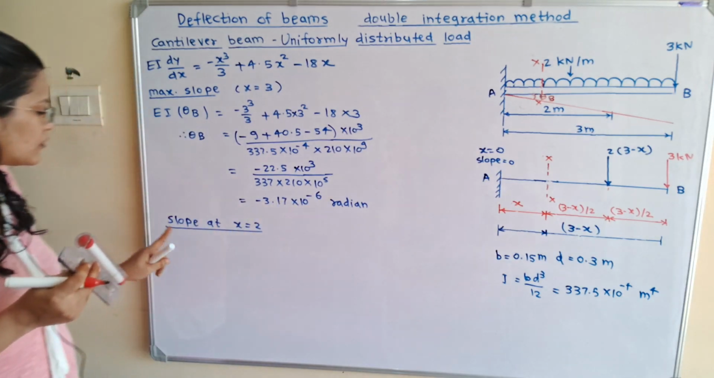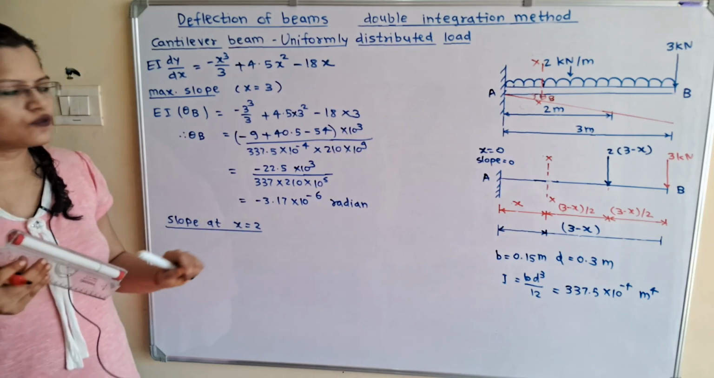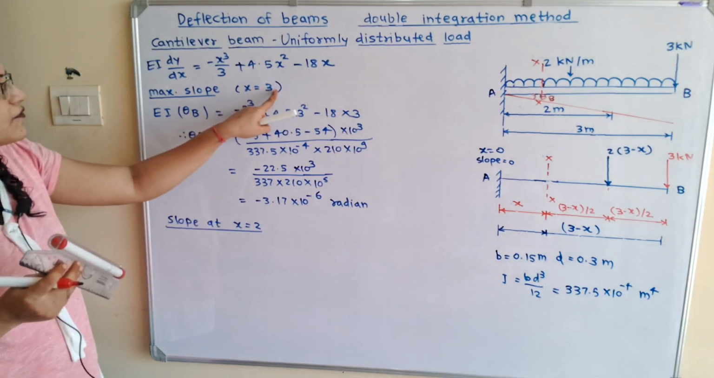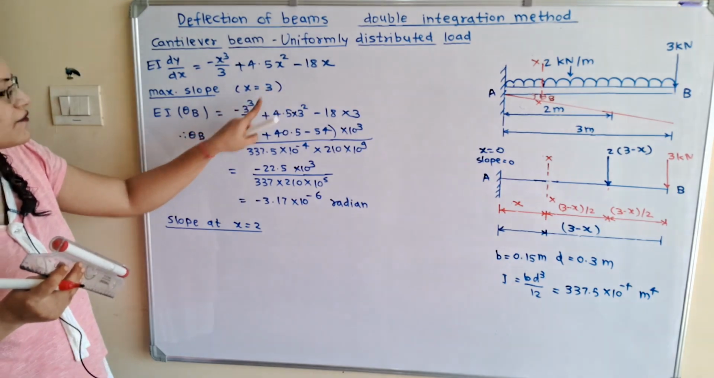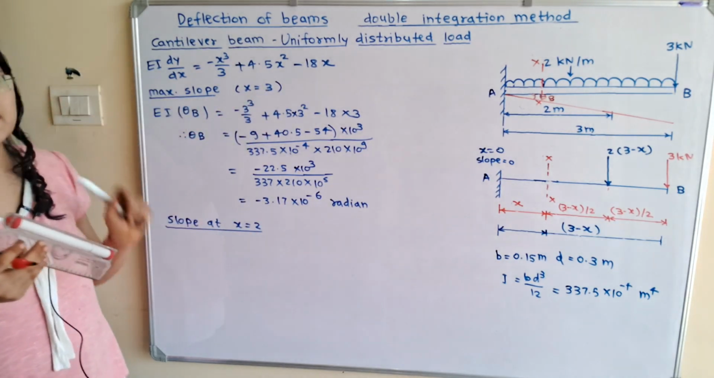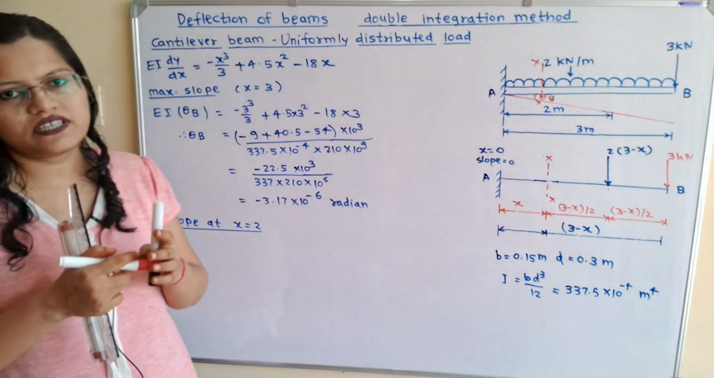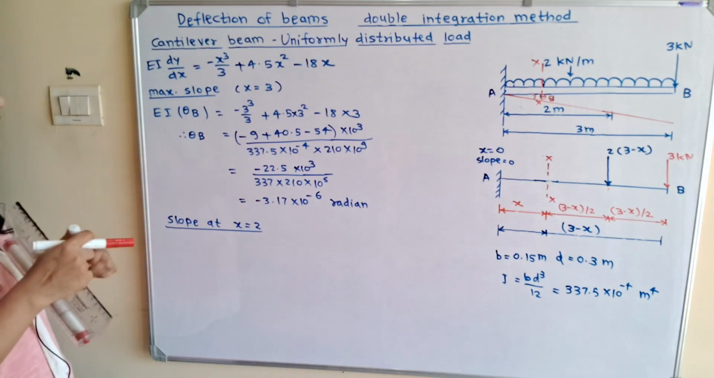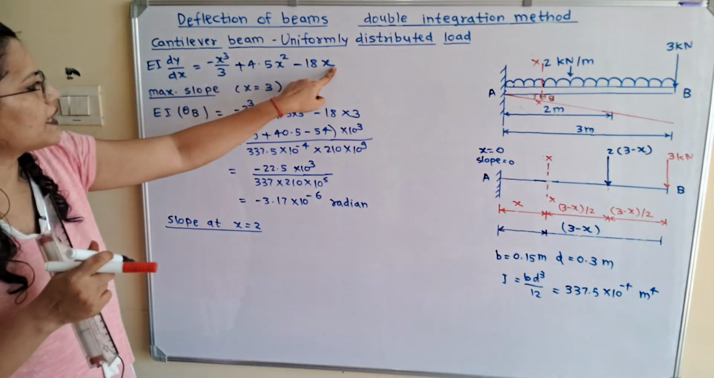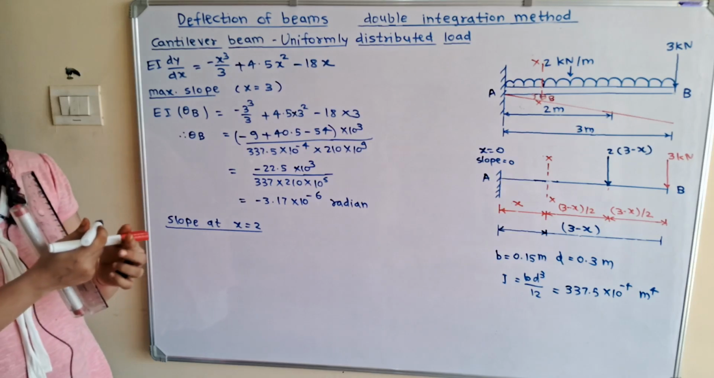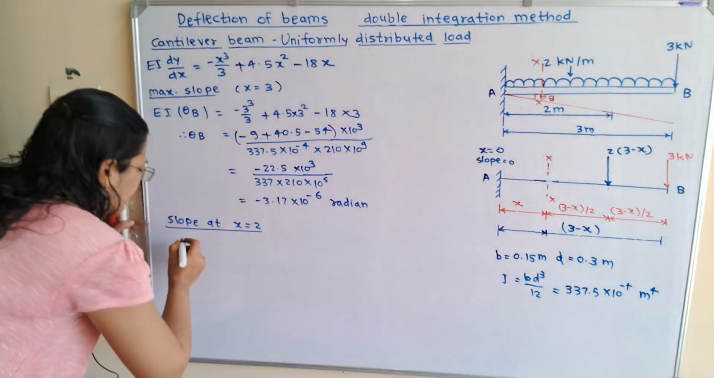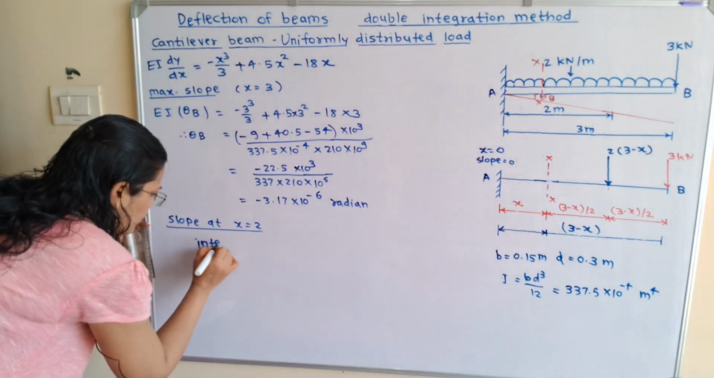Now how to calculate the slope at x is equal to 2? Instead of x is equal to 3, we will use x is equal to 2 and we will use the same method. Now we will find out the deflection equation. To find the deflection equation, we have to take the integration of the slope equation. So again I will write here integration on both sides.